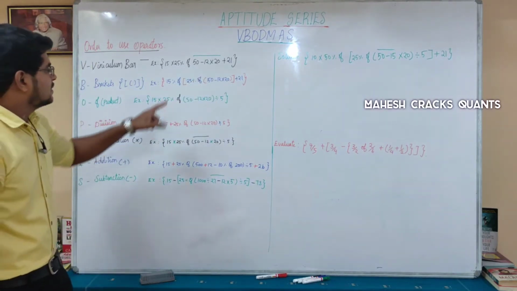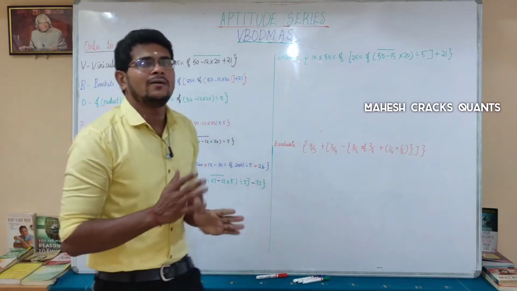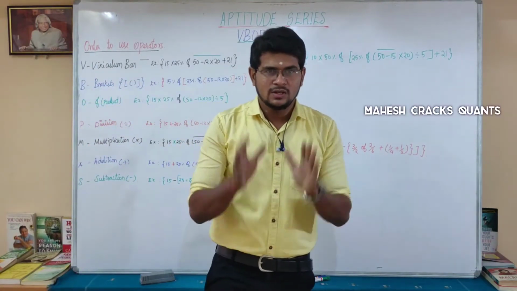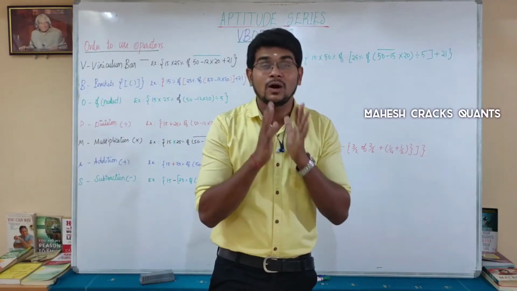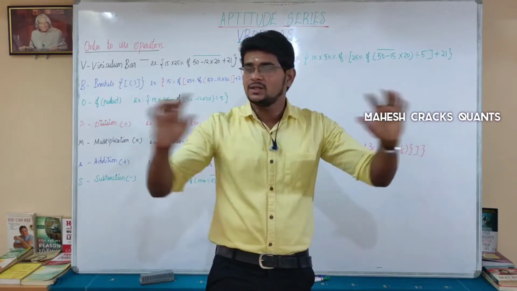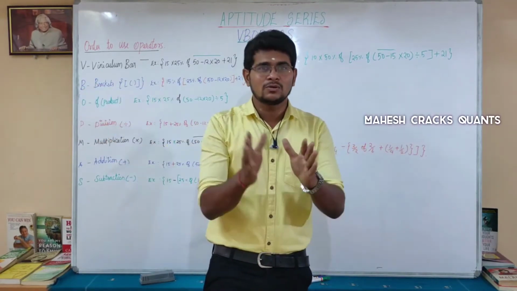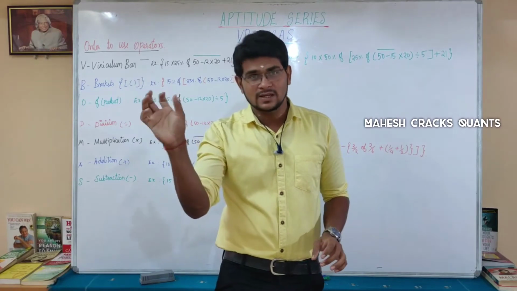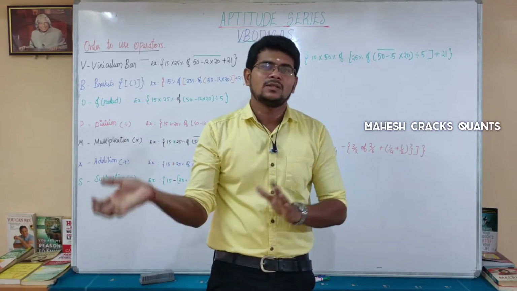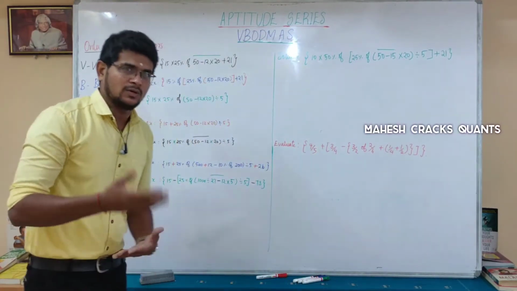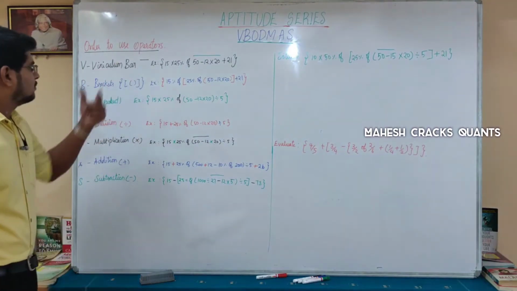In this process, the bar means you have to do that bar first. Inside the bar is what you have to solve first. If there is a bar in the equation, you have to solve that bar part first. After that, you have to move on to the next part. What do you have to solve after the bar?